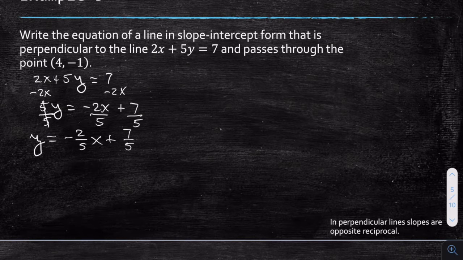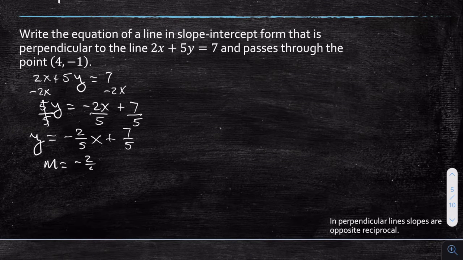What is the slope? The slope is -2/5. It's not -2/5 x. It's simply the number in front of the x that is the slope. So the slope is -2/5.